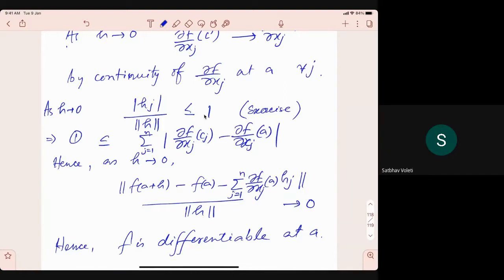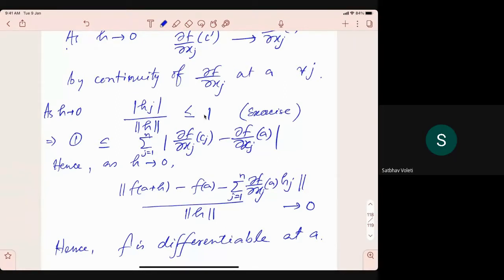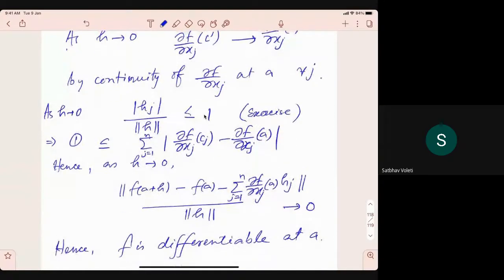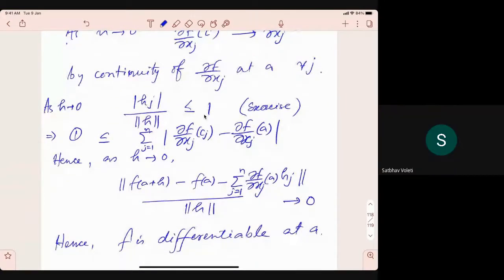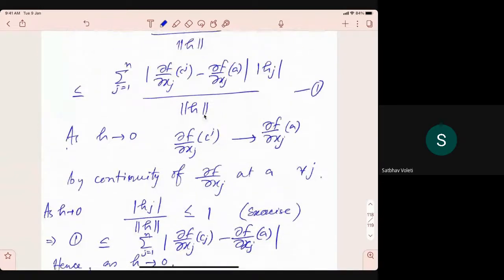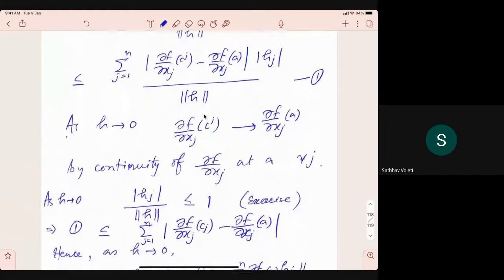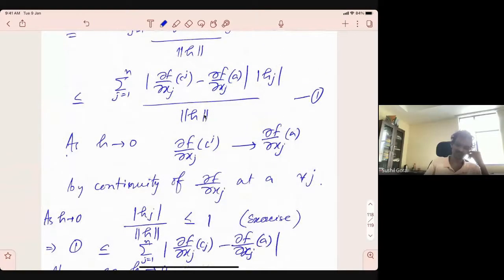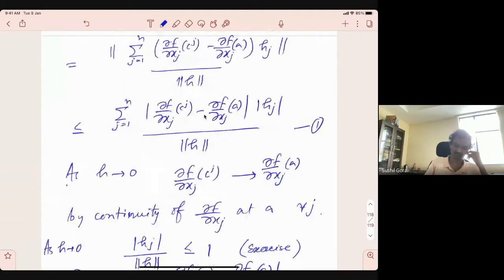Times n, or is it just... isn't it n times summation? Why is it n times summation? Each one is bounded by 1. I think it's okay if we take a small enough neighborhood. Well, you have summation, right? So each one you take is less or equal to 1. So here this one is less or equal to 1 for each summand, each component of the sum. So you get less or equal to this whole summation without the hj by norm h. Yeah, got it. All right.